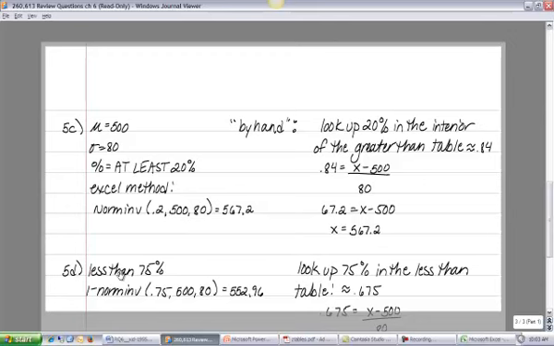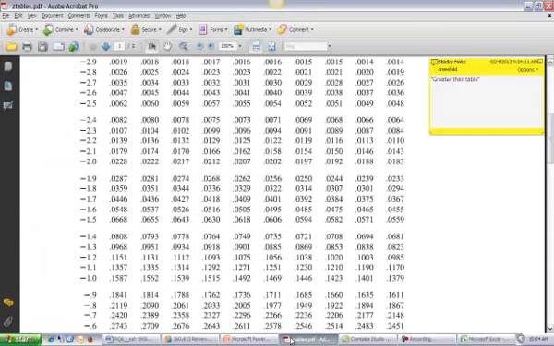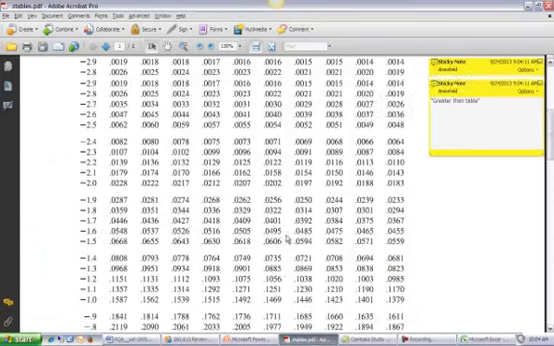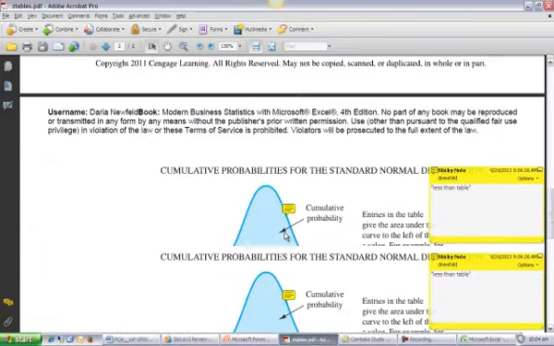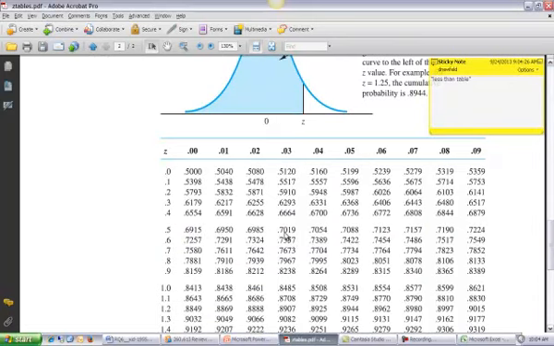Then we can look again at part D, which asks, 5D says 75% of customers will charge less than what? So less than 75%. I'm going to look up 75% in the less than table. This is the greater than table, so go down to the less than table and find 0.75. It is roughly 0.675.